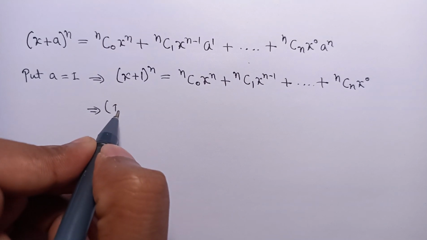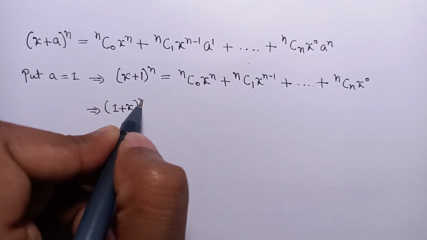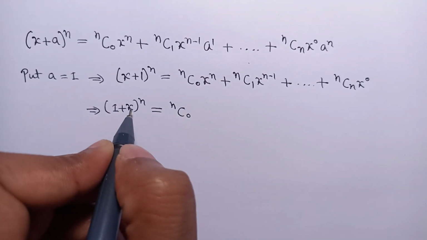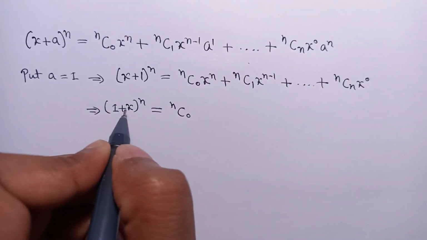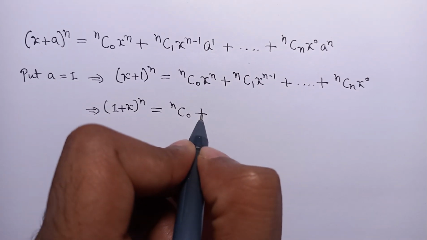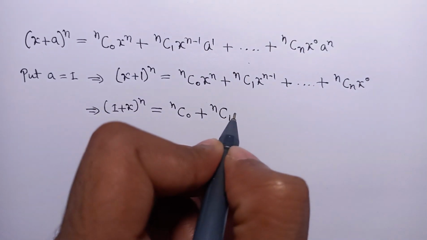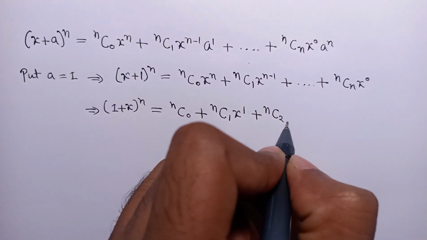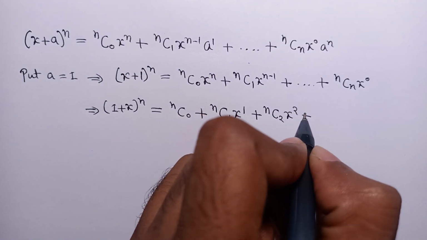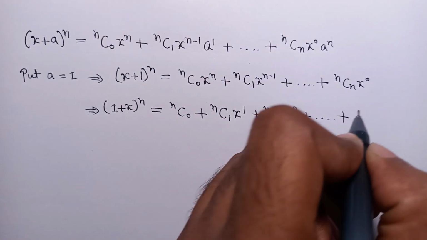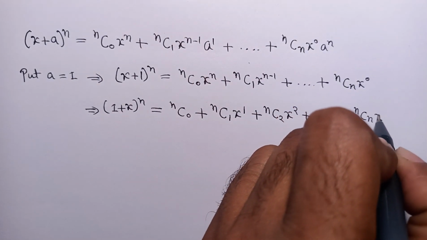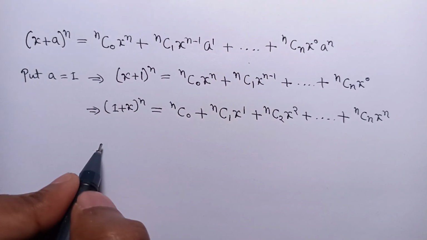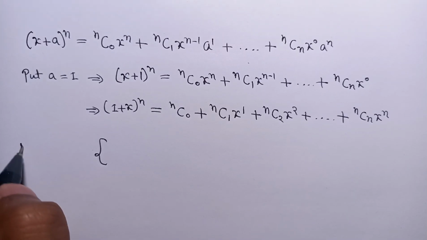Also you can write (1 plus x) whole power n is equal to nC0. And now see, this x term is the second one, not the first one. So you should write nC0 plus nC1 x power 1 plus nC2 x power 2 plus dot dot dot, and the last term nCn x power n. Also this nCr, I am just talking about notation.